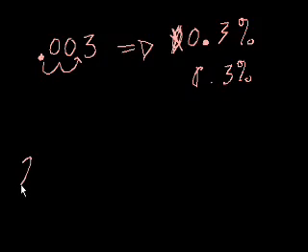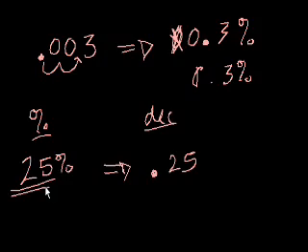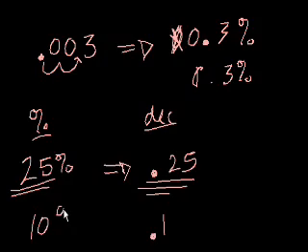Like if I say 25%, that's the same thing as 0.25, right? So this is a percent, and this is a decimal. So I went from a bigger number, 25, to a smaller number, 0.25. 25% is equal to 0.25. Similarly, if I had a decimal, let's say 0.1, when I convert it to a percentage, it's going to be a larger percentage. So 0.1 is the same thing as 10%.